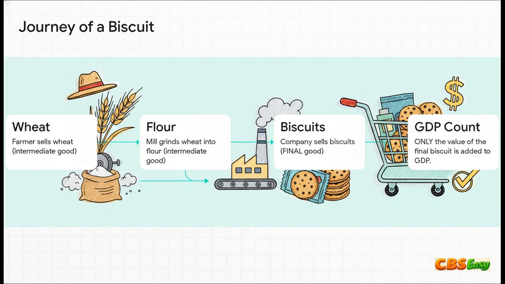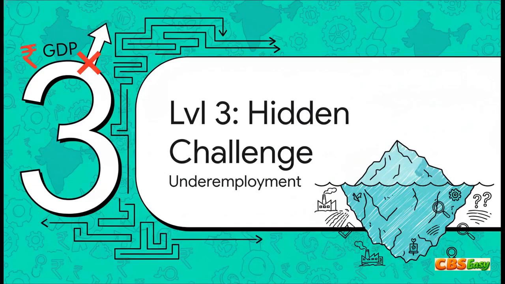That's called double counting, and it's a big no-no. So to get the right GDP, we only count the value of that final biscuit that you buy in the shop. Level 2. Done. You've totally got this GDP thing down.